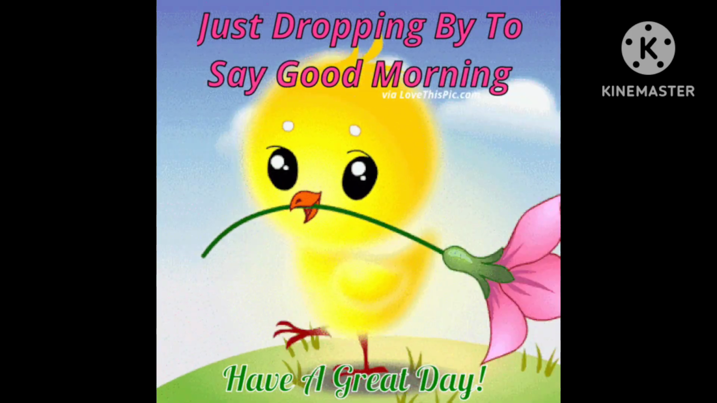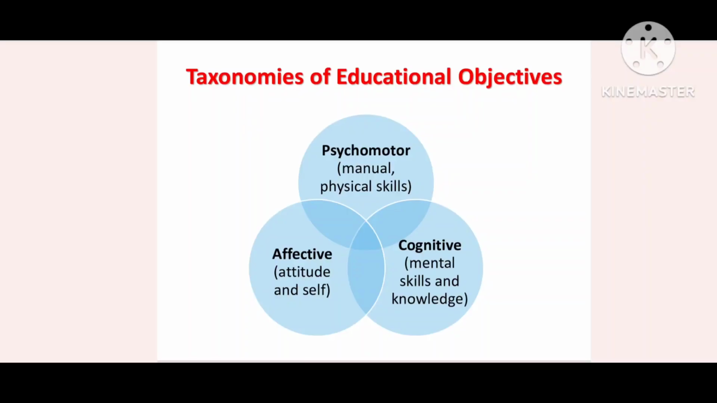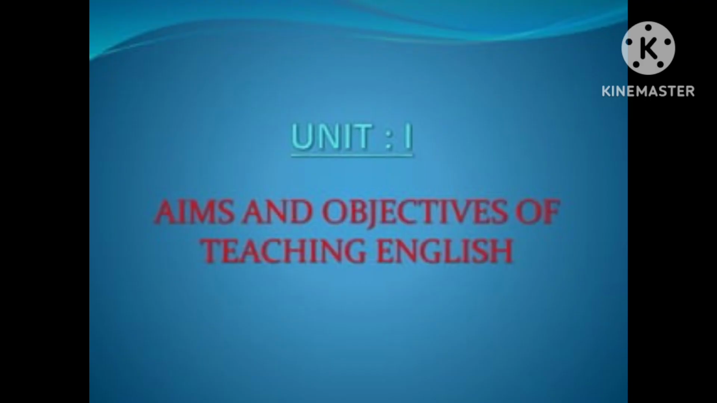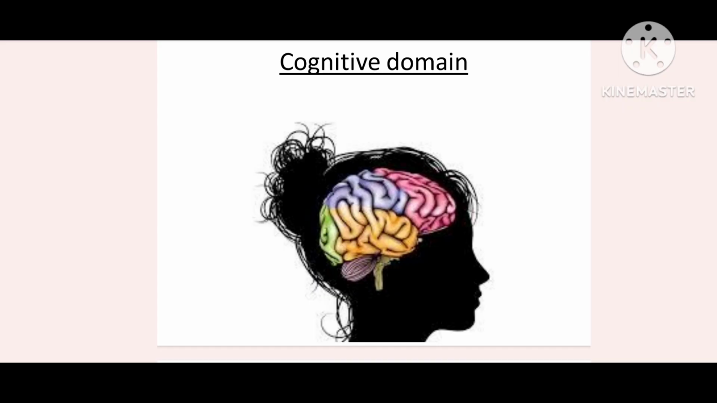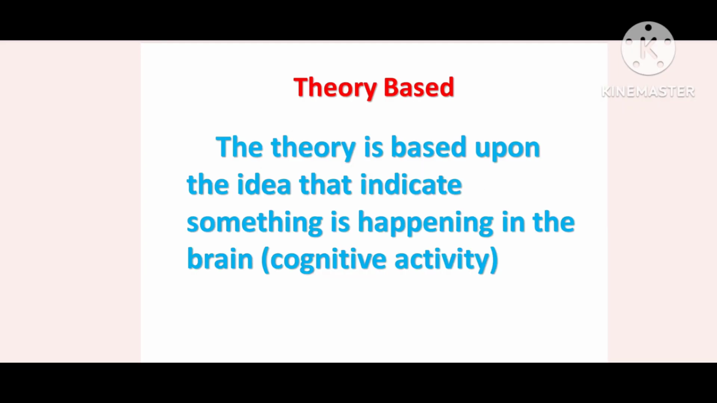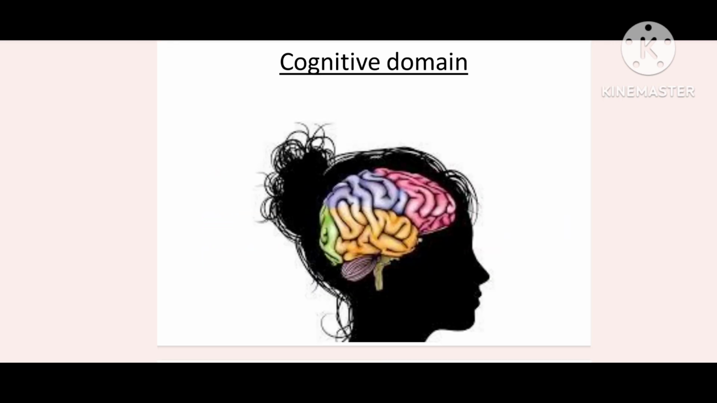Students, now we are going to continue our class. We have seen the three domains, that is cognitive, affective and psychomotor, in Unit 1, aims and objectives of teaching English. The cognitive domain is theory based and indicates something happening in our brain. As I have said before, it is the thought and thinking process which occurs in the brain.